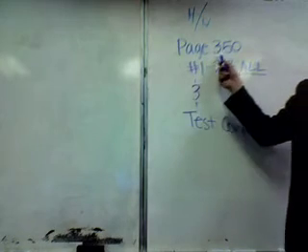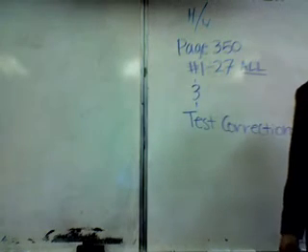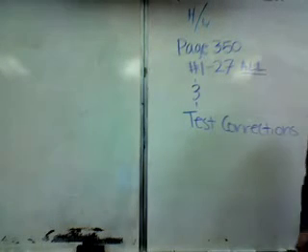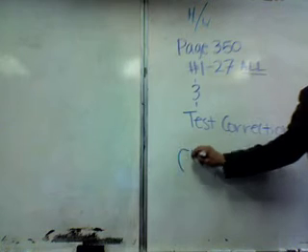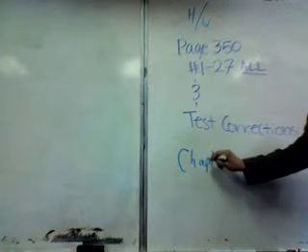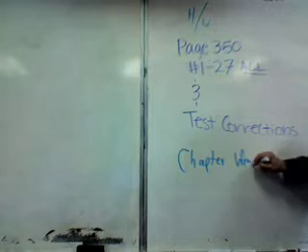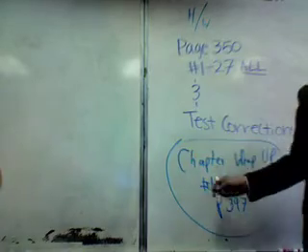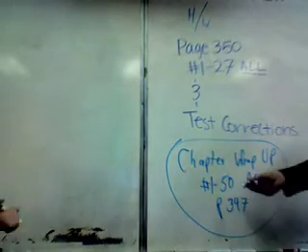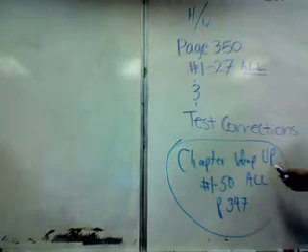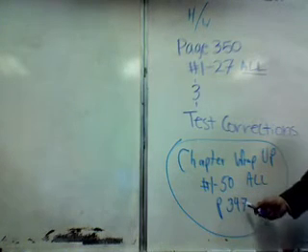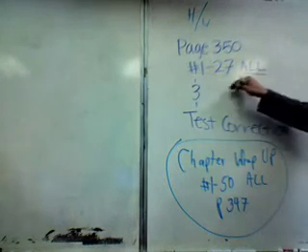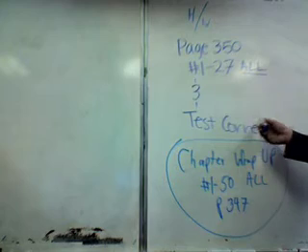The homework is page 350. It's called a chapter assessment, number 1 through 27 all, and the test corrections. Don't forget, the chapter wrap-up is an excellent thing to redo. You should have already done this. If it isn't done, this is an excellent exercise: chapter wrap-up number 1 through 50 all, page 347. So anyway, page 350, number 1 through 27 all, and test corrections in full.